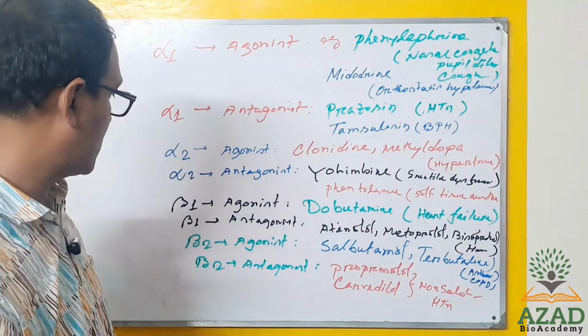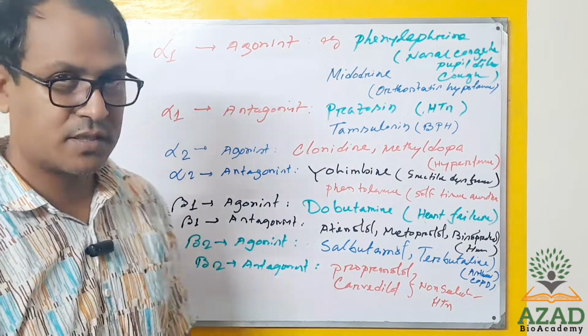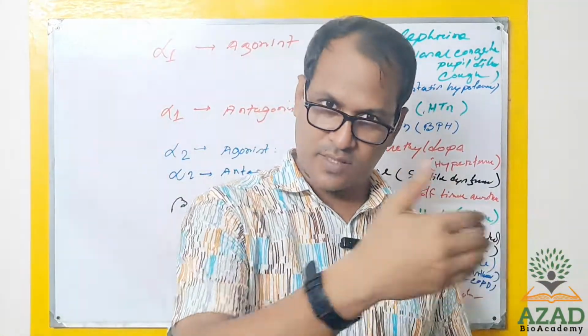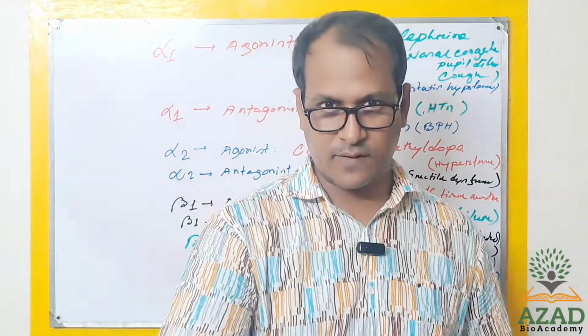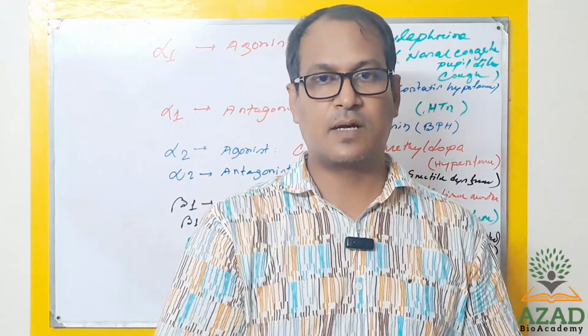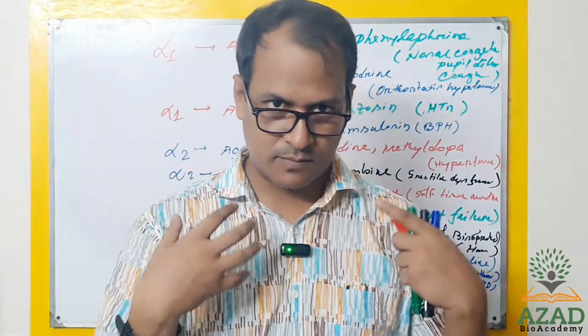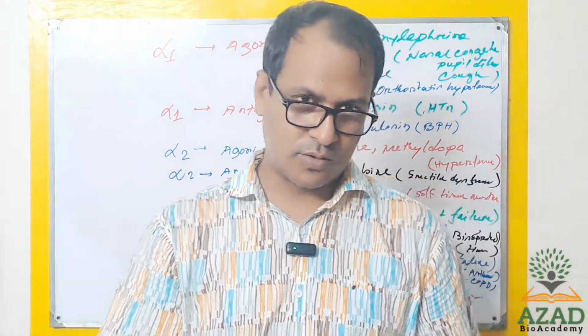Okay, so now come to the last ones, that is beta 2 agonist. Beta 2 agonist, already you know beta 2 is very much rich in your lungs. Already I said, also in your skeletal muscle. So if you are suffering from asthma, COPD, or difficulty of breathing, that is a bronchoconstriction problem. So what should you do?